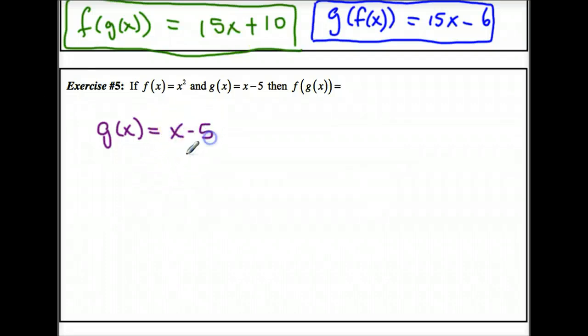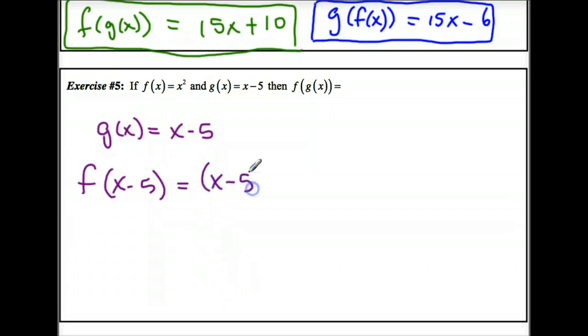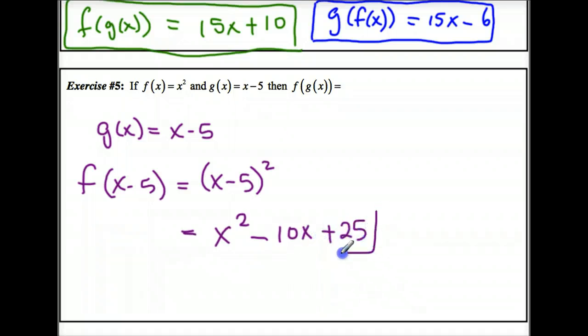And remember, now instead of f of g of x, I know what g of x is. It's x minus 5. Using my f function, which is x squared, instead of x, I'm going to replace it with x minus 5 squared. And we can leave it as this, or we can simplify by using the box method as x squared minus 10x plus 25. And this can be my final answer.